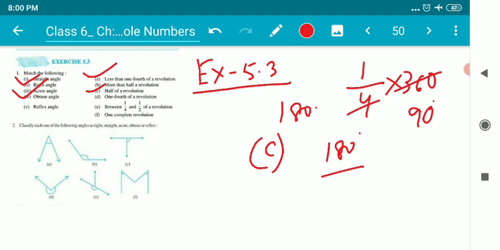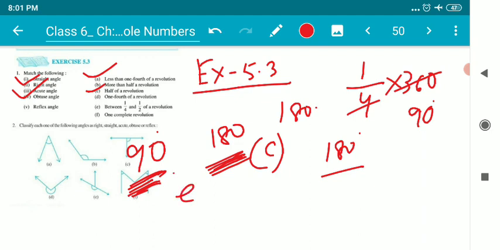Alright. Obtuse angle. Obtuse angle means more than 90 but lesser than 180. So we can say it comes between one fourth of a revolution and half of a revolution. One fourth of a revolution means 90 degrees, and half of a revolution means 180 degrees. So it comes from 90 to 180. From 90 to 180 comes obtuse angle. So the option will be E.